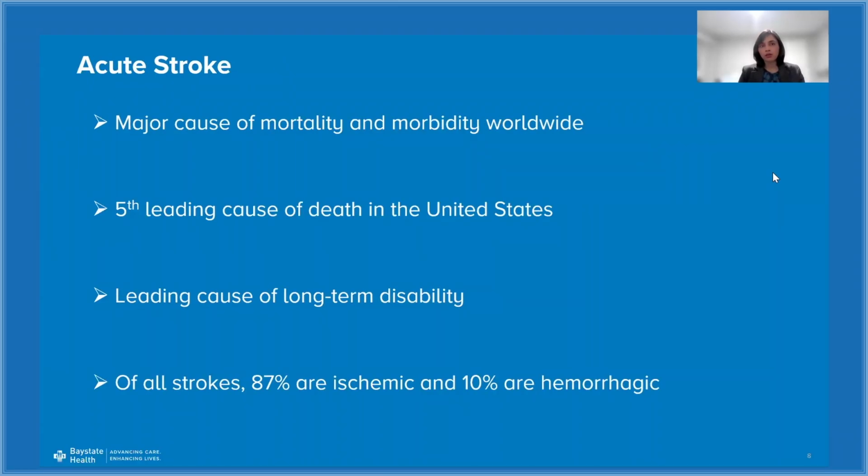Stroke is also a major cause of mortality and morbidity worldwide. It's the fifth leading cause of death in the United States, and also a leading cause of long-term disability. If you look at strokes in general, 87% are ischemic strokes and 10% are hemorrhagic strokes. We'll look at that in more detail.